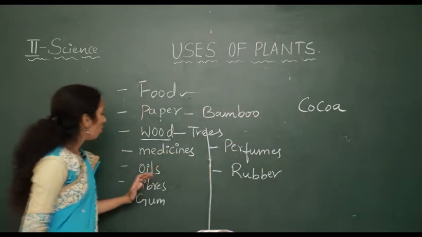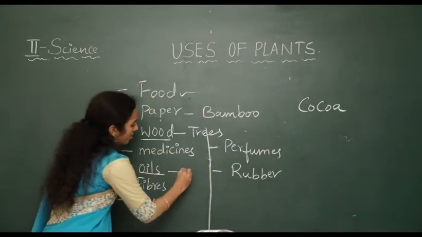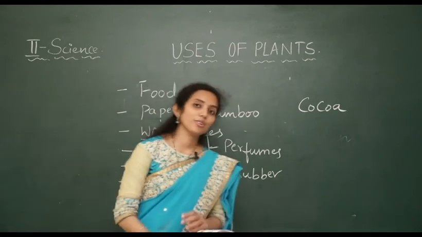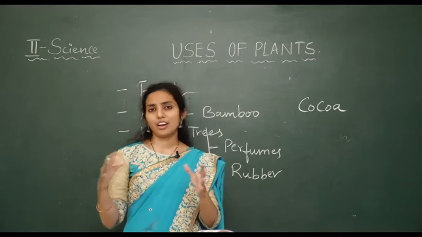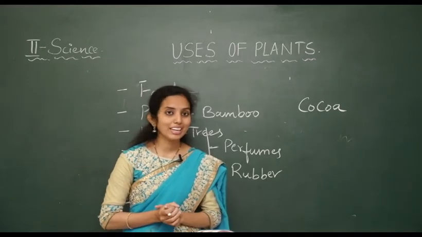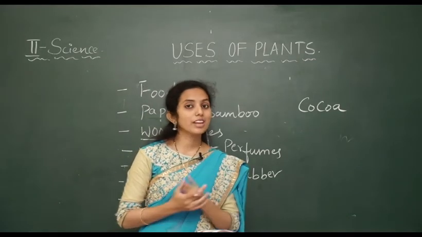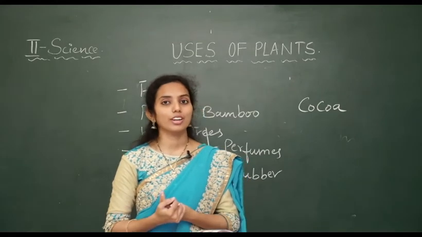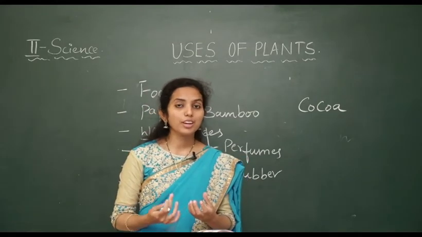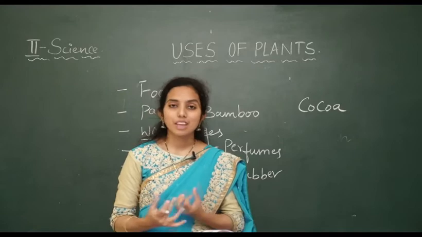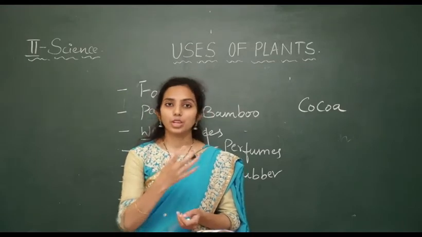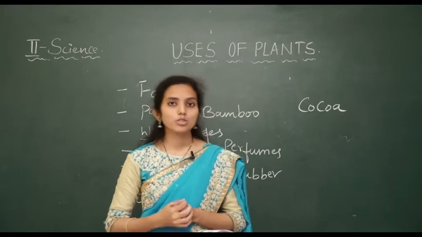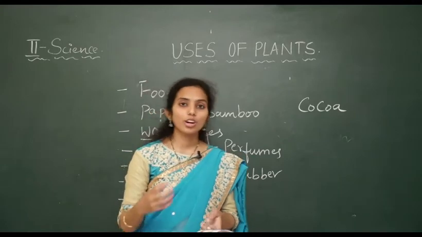And coming to oils. What oil do we use at our home for cooking purposes? There are different companies, but mainly what substance is used for preparation of oil? We get oil from the plants, that is from the sunflower plant. From the sunflowers we get sunflower oil, and from the groundnuts also we extract oil, groundnut oil.